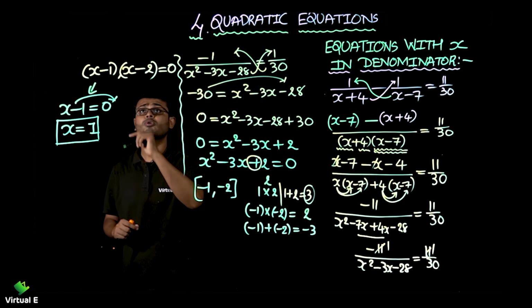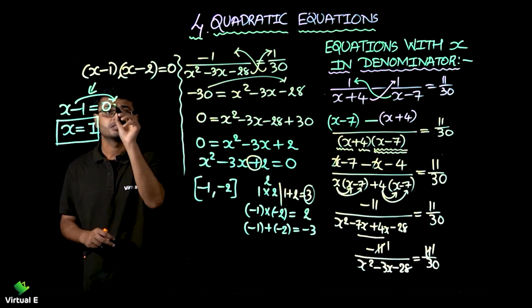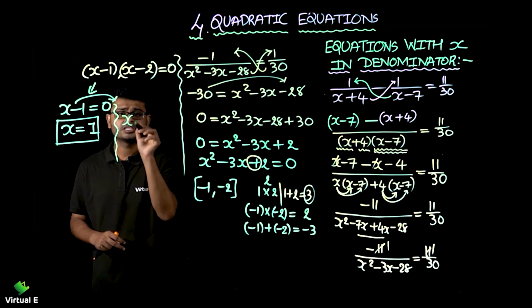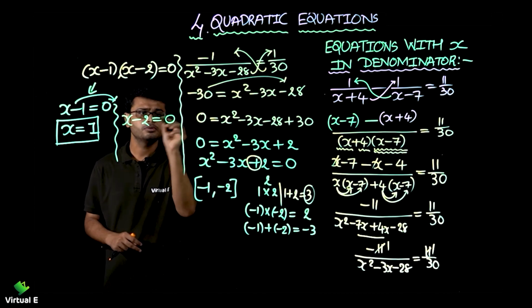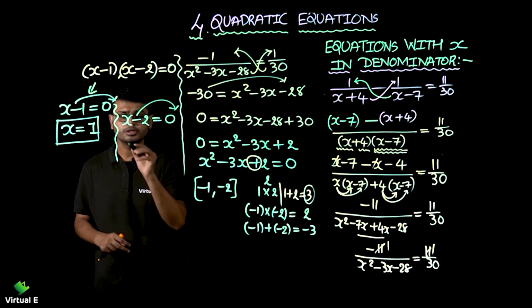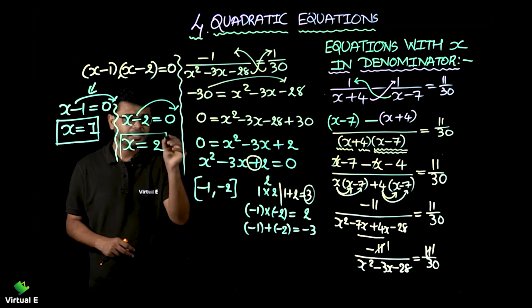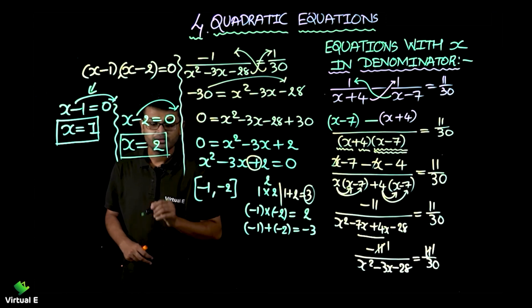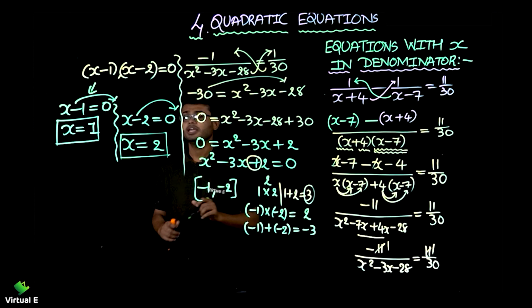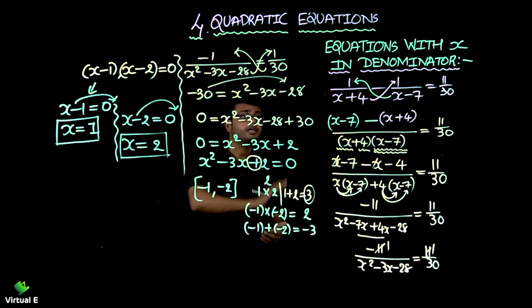Let's get the second one. I need to equate x minus 2 is equal to 0. So let's do x minus 2 is equal to 0. Minus 2, if I shift, it will become positive. So x is equal to 2. This is my second solution or my second root of the equation. So these are the solutions for the quadratic equation.